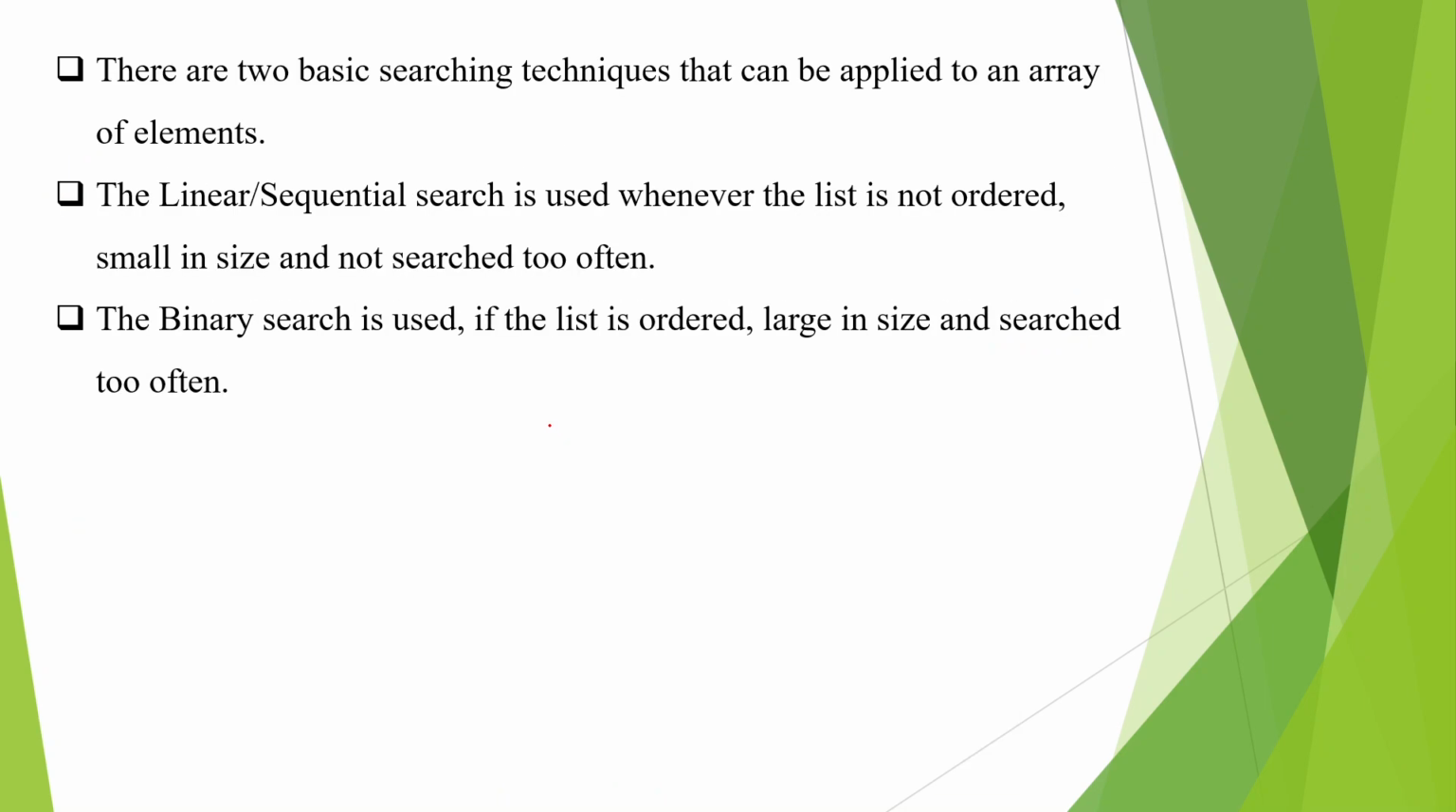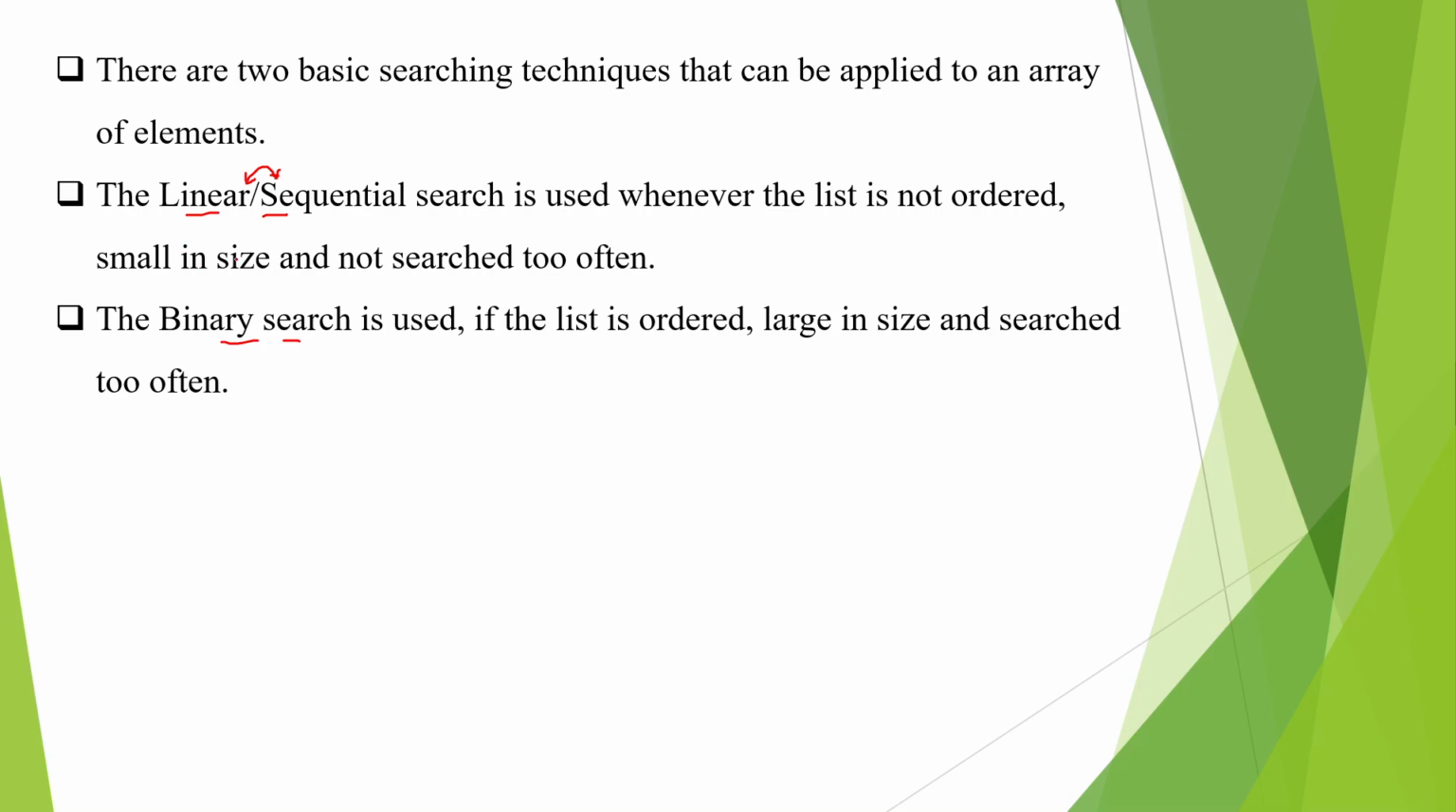Hope you understood. So as I said earlier, there are two types of searching techniques. One is the linear search or sequential search. We call it linear search or sequential search, just synonyms. Both names are the same. And the second approach is binary search.